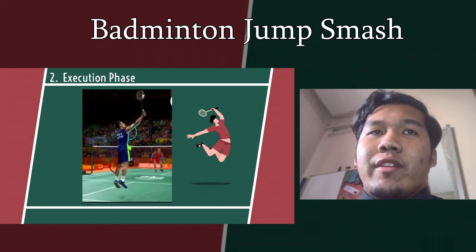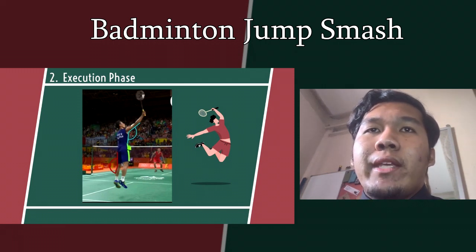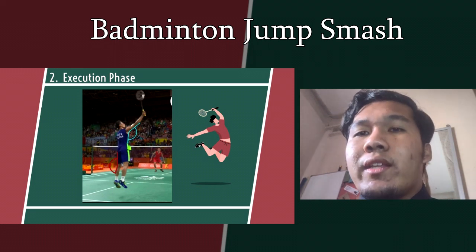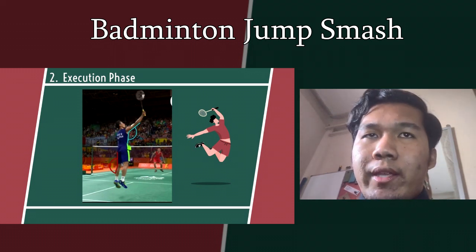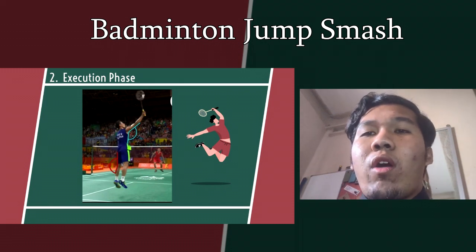The next picture is the following of the execution phase. The athlete immediately begins smashing, utilizing linear motion, where altering the direction of the badminton causes the shuttle to shift direction to the right side of the court.